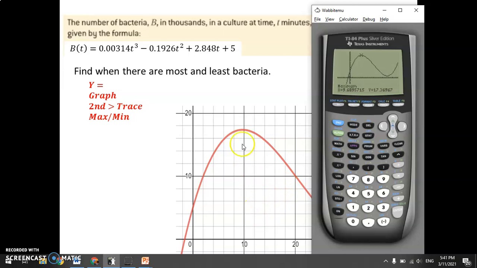9.69 and 17.36 right here. And do the same thing for the min, by doing second calc and then minimum instead. So try that now. What minimum point do you get?